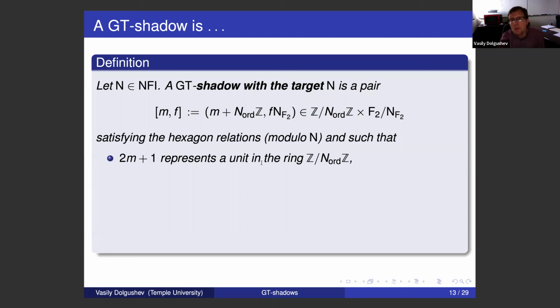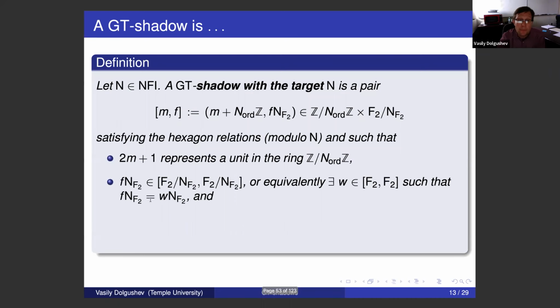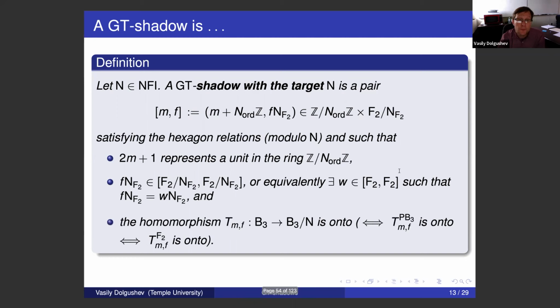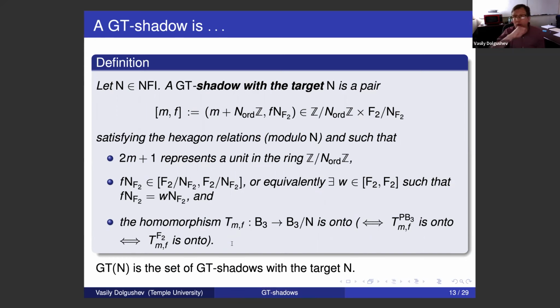So 2m plus 1 should represent the unit in this ring. The coset of F should be in the commutator subgroup, or equivalently, it can be represented by an element in the commutator subgroup of F2. And the third condition is that this homomorphism, or equivalently this homomorphism, or equivalently this homomorphism, should be onto 2. So that's what I want from GT shadows. And then I'm going to denote by GT_N the set of GT shadows with a target N.